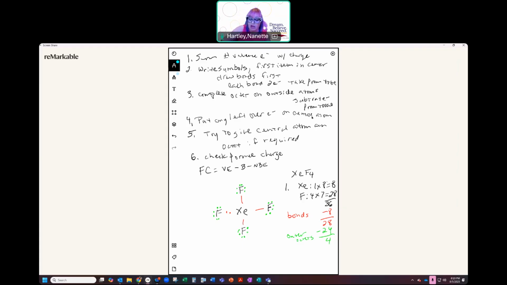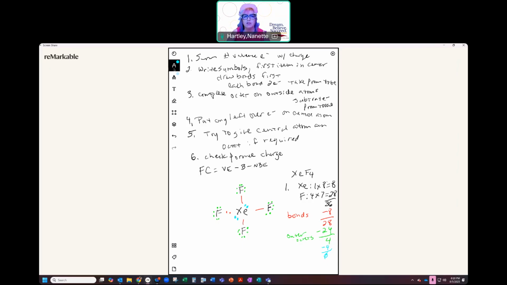So I've got 4 left. I'm going to put 1, 2, because I have to go in pairs, and then 3, 4. It doesn't matter where I put them, as long as they're not where a bond is. That's all that matters. So I've put them there. I then used 4 electrons, and they're all gone. So I've now accounted for all of the electrons that needed to be there. Cool, that's awesome.